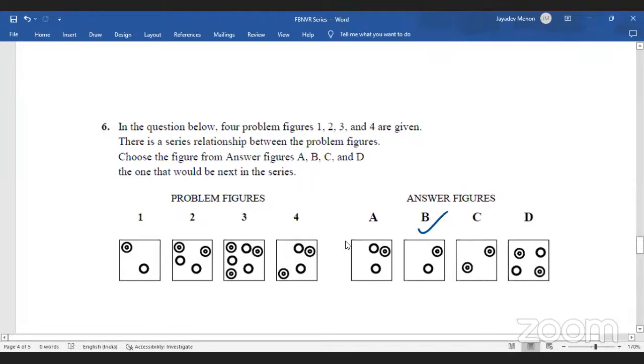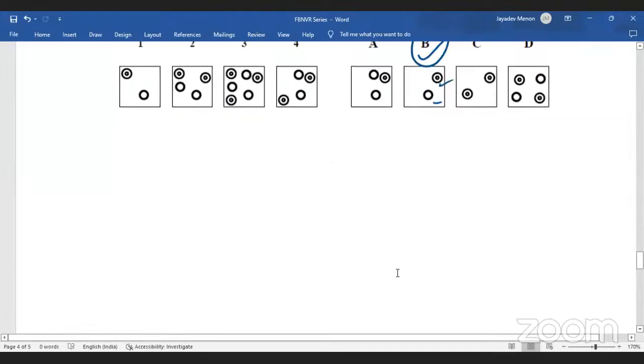So in the next figure, the number of circles will be decreased by 2 again. We have only 2 circles, one with this marking and the other with this marking. So option B is the answer. Next question.